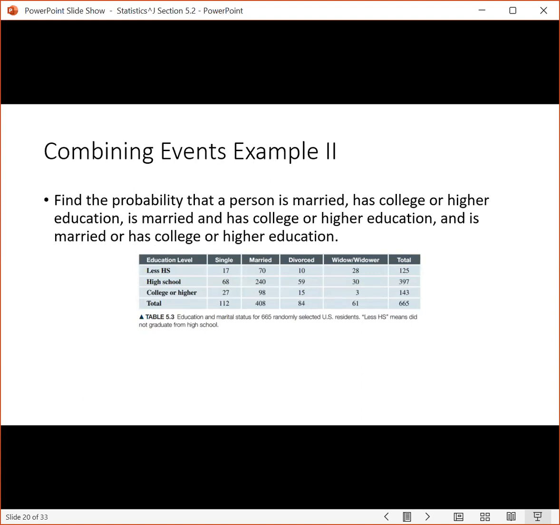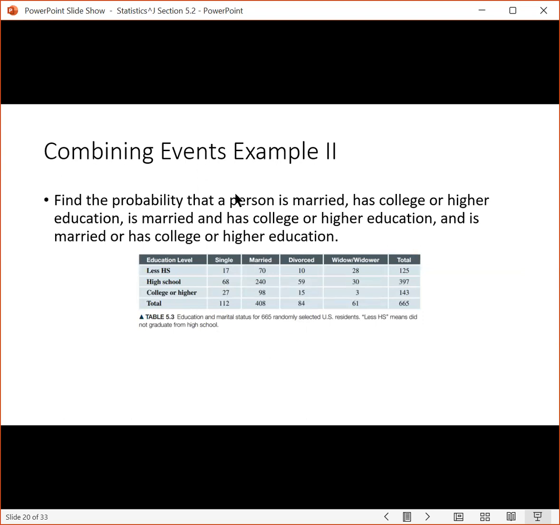So find the probability that a person is married, has college or higher education, is married and has college or higher education, and is married or has college or higher education. Okay, so we want to look through our table here to do that.